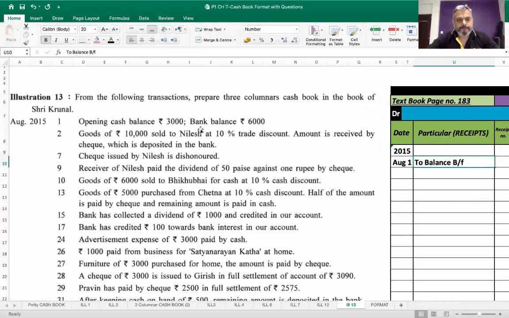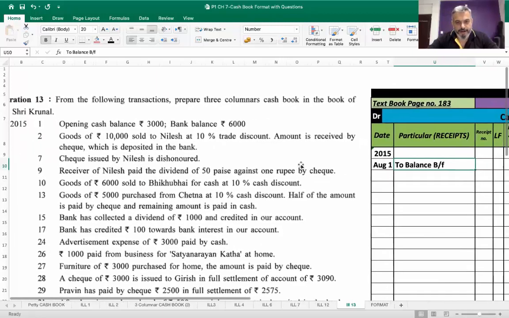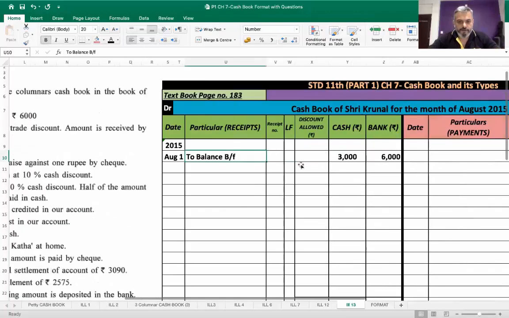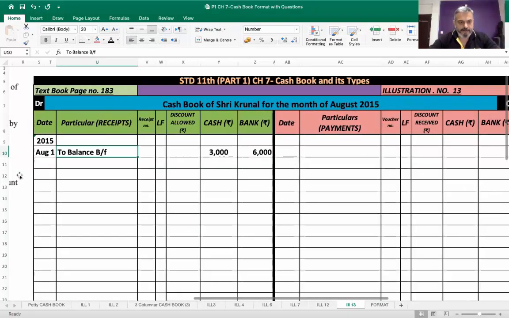Second, goods of 10,000 sold to Nilesh at 10% trade discount. Amount is received by cheque which is deposited in the bank. So on the receipt side, trade discount is not to be recorded anywhere. We sold goods to Nilesh and received the full amount. So receipt side, August 2nd, to sales, 9,000.